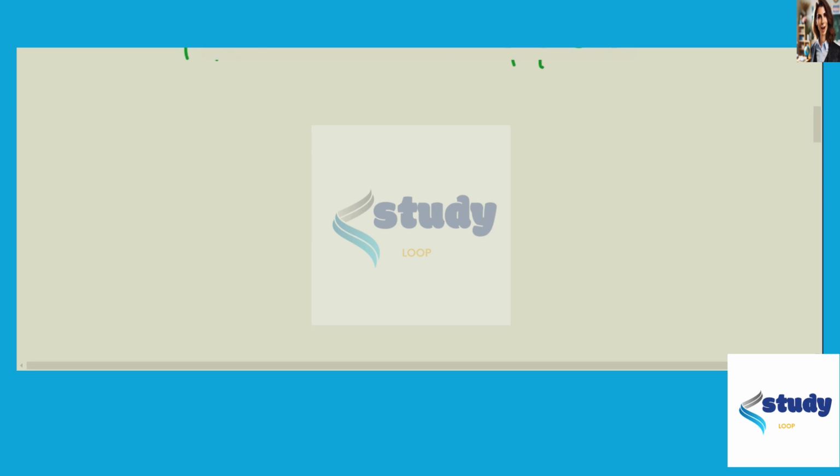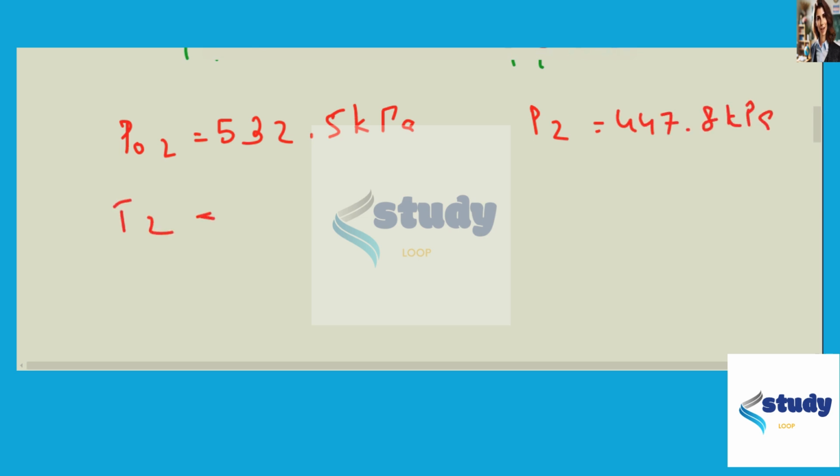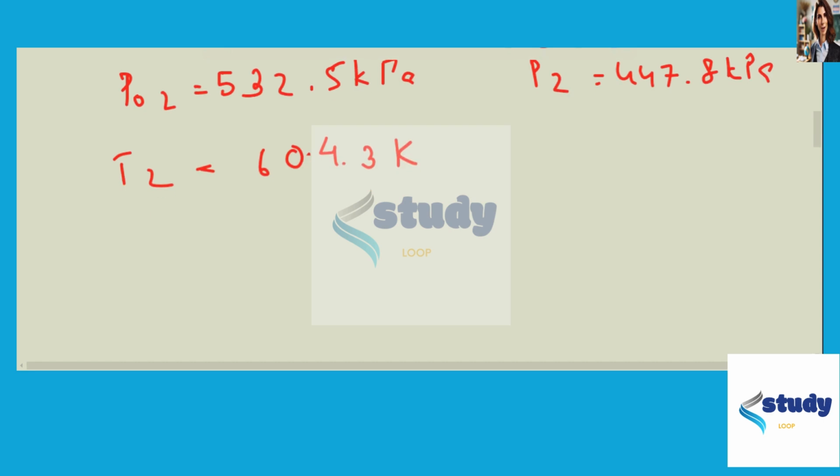Now the stagnation pressure P02, static pressure P2, and static temperature T2 are determined by this formula. From the above formula we get P02 equals 532.5 kilopascal. The static pressure is 447.8 kilopascal, and the T2 static temperature is 604.3 Kelvin.